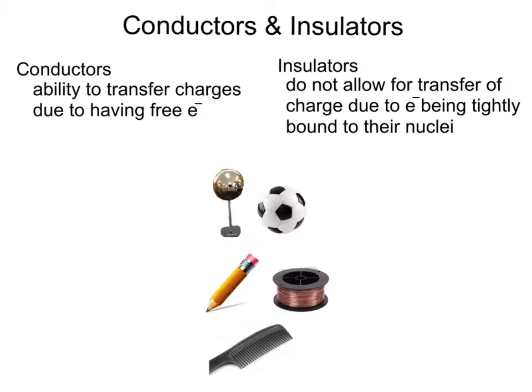Conductors and insulators. Objects that are conductors have the ability to transfer charges due to having free electrons, unlike insulators, which do not allow for transfer of charge due to their electrons being tightly bound to their nuclei. Even when you put more electrons on an insulator, it still holds on to them and will not allow them to transfer to other objects. Let's take a look and see if you can identify which type of object below is a conductor or insulator.